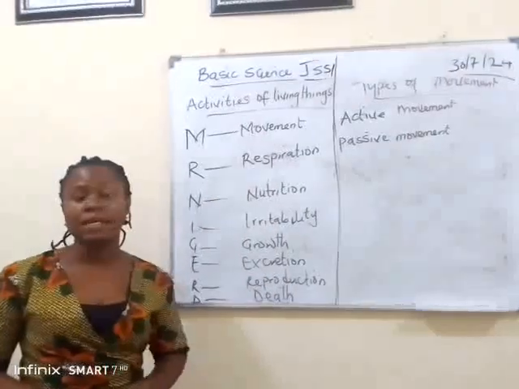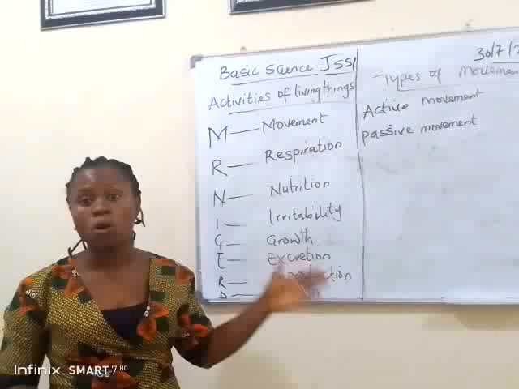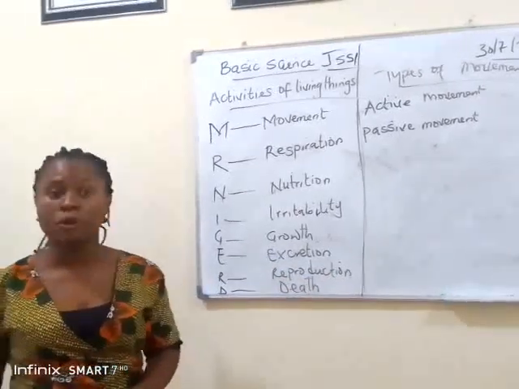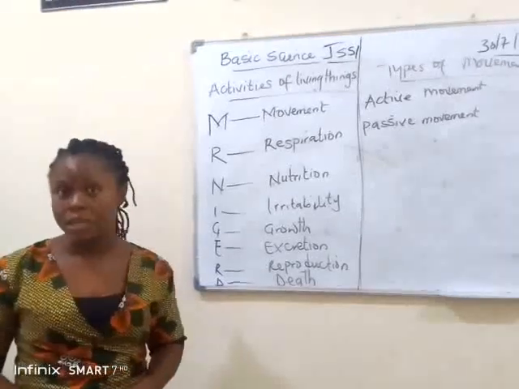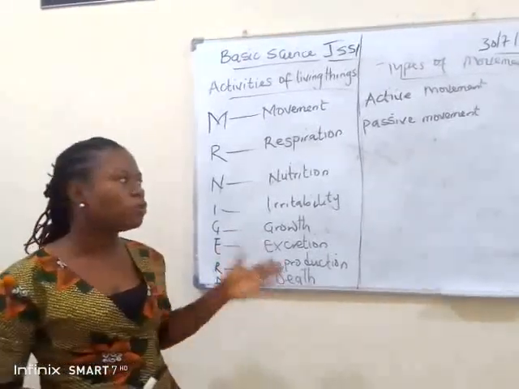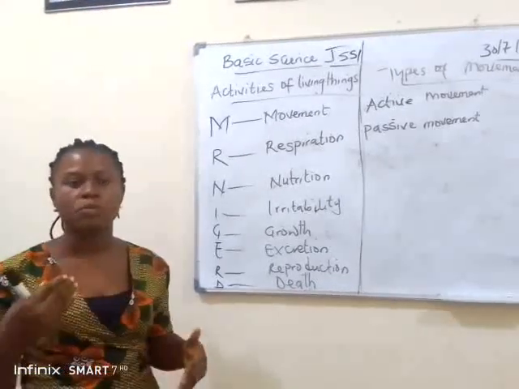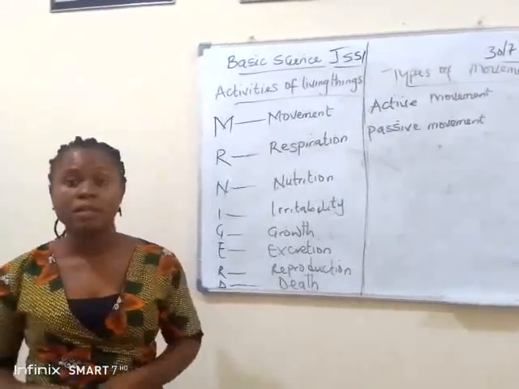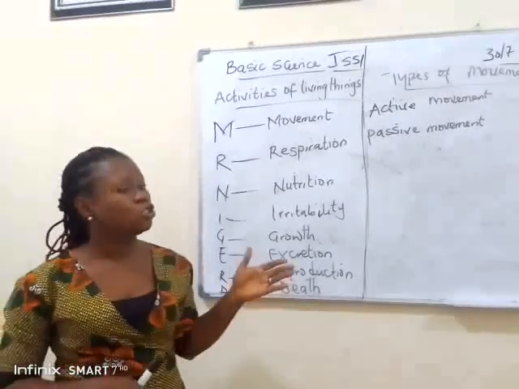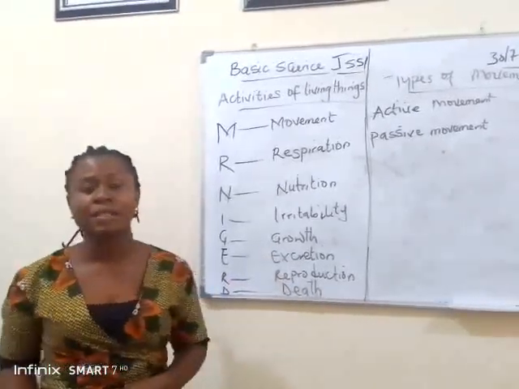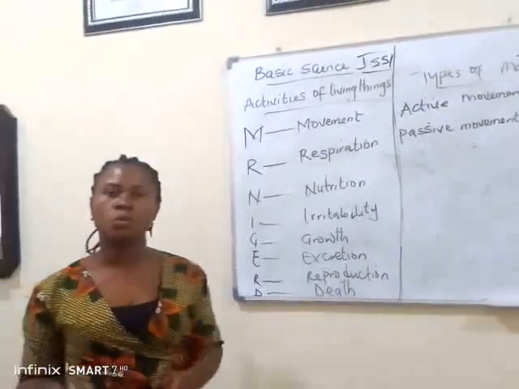Active movement here is carried out by animals. This is where you have the movement from one place to another. While the passive movement is found in plants. They don't necessarily move from one place to another, but movement is still being carried out by plants. They carry out 2 types of movement, known as the tropism and the nastic movement.